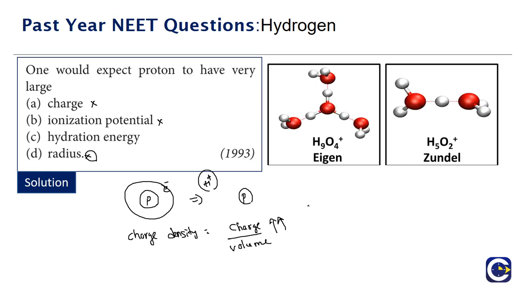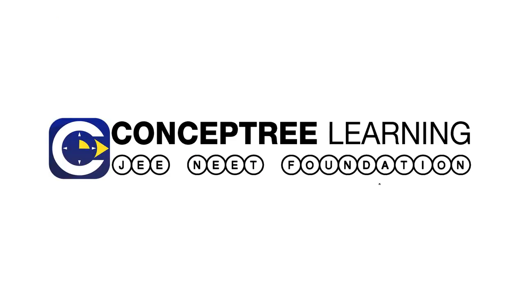And just to understand how it will occur, it can be surrounded by 4 water molecules to form H9O4 plus, we call it as Eigen, and it can even be surrounded by just 2 water molecules, we call it as Zundel, and the hydration energy of proton will be higher. The correct answer is option C, which is the hydration energy. So we'll continue in the next part of this video.